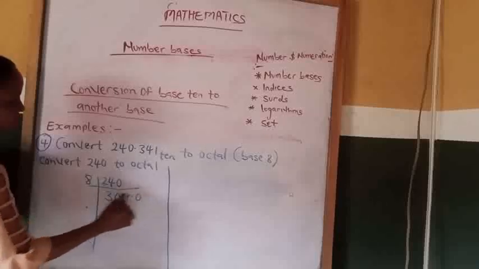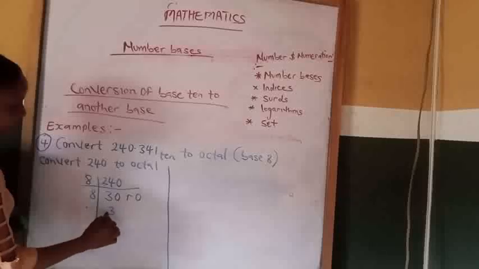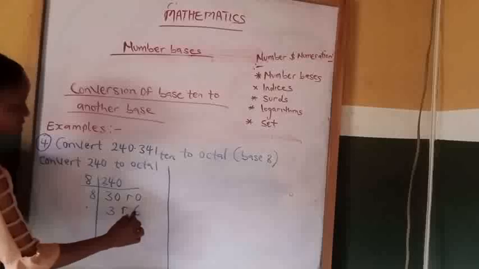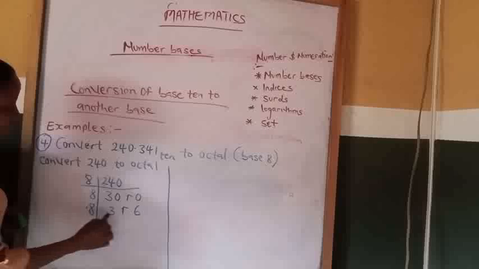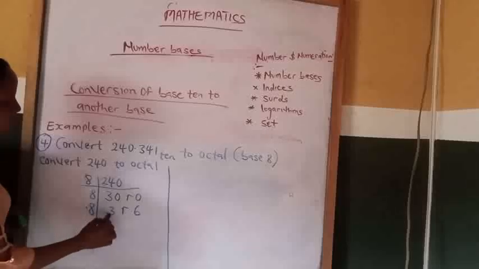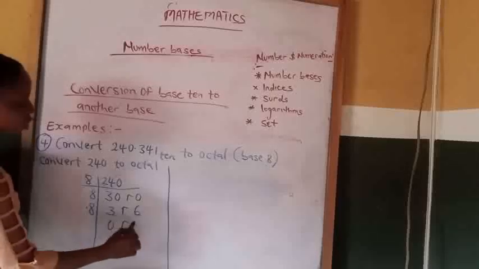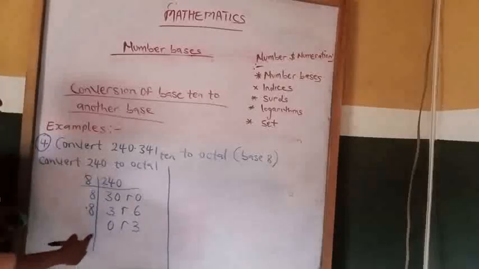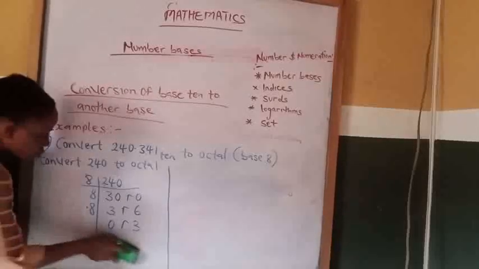Remainder 0. Then how many 8 can we get in 30? That is 3. 8 times 3 is 24, so the remainder is 6. The remaining number is not up to 8. So the next one, how many 8 can we get in 3? It is not possible. That is 0, and what still remains is 3. Don't forget that you continue dividing until your quotient is 0.